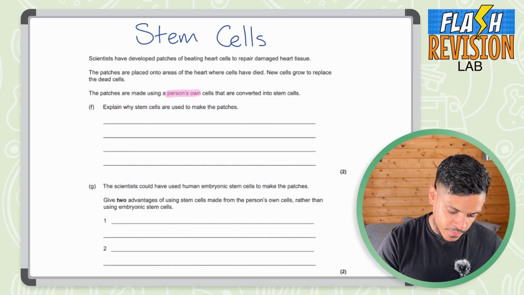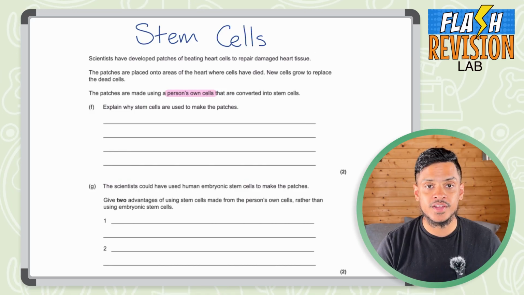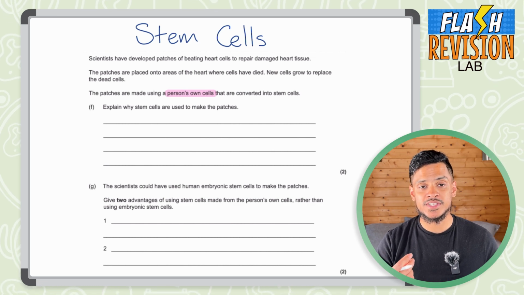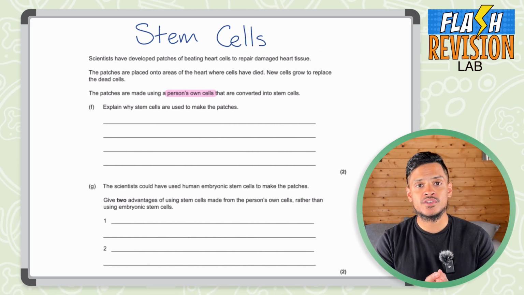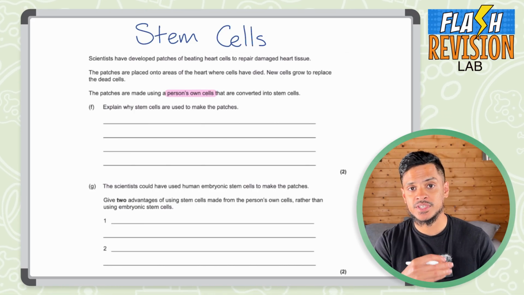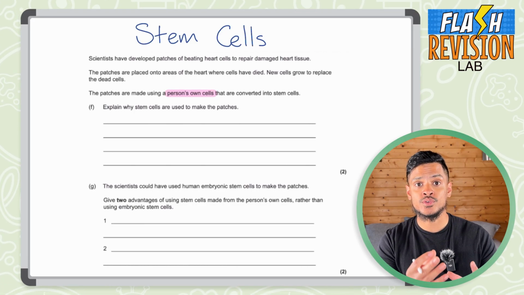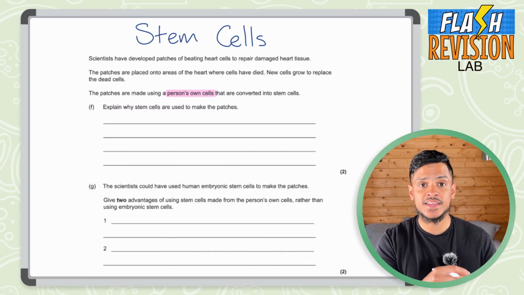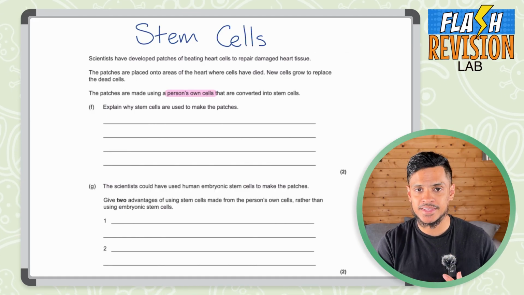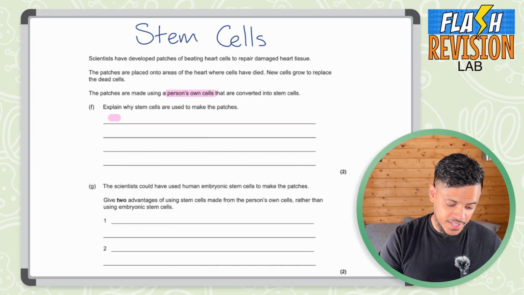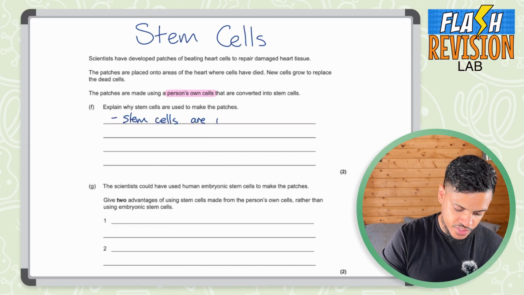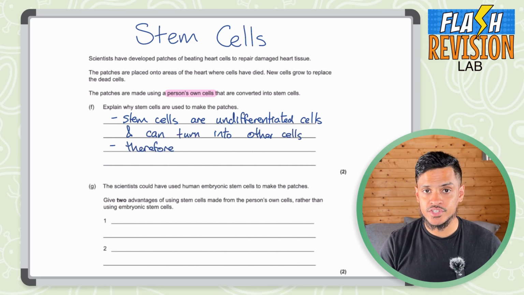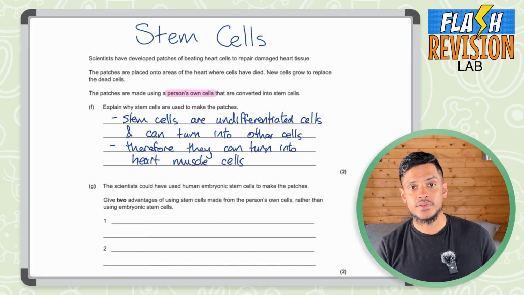The patches are made up of the person's own cells that are converted into stem cells. So explain why stem cells are used to make these patches. So remember what stem cells are. They're undifferentiated cells with no job. So if you add them to an area which needs new cells, they can differentiate into that type of cell. So in this case, you need heart muscle cells. So if you add the stem cells there, they can differentiate into heart muscle cells and repair the damage. So that's how you get 2 marks here. So first thing to say is stem cells are undifferentiated and they can turn into other cells. So this means, therefore, they can turn into heart muscle cells. And that's how you get 2 marks there.